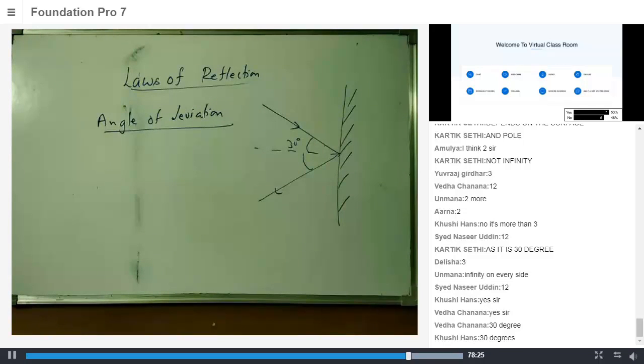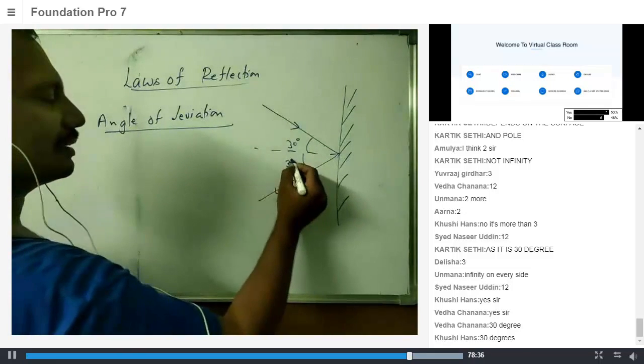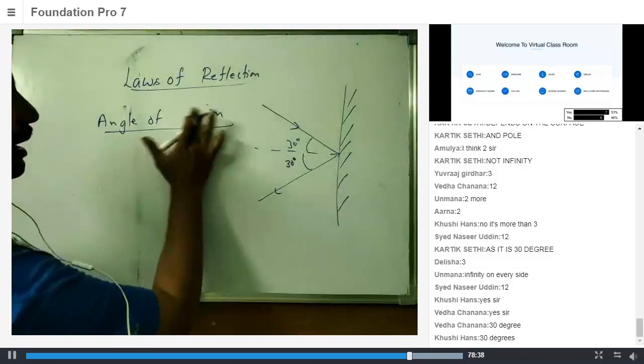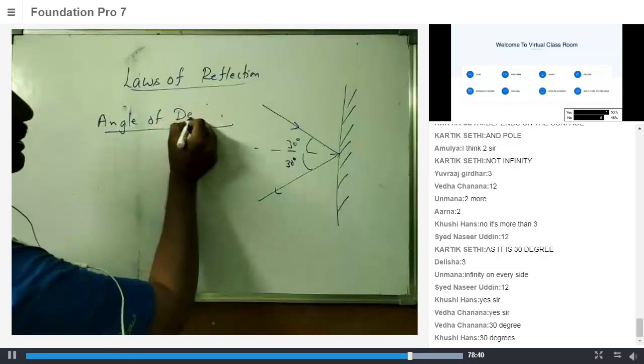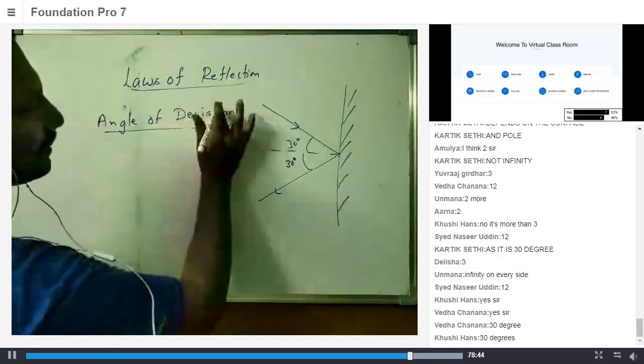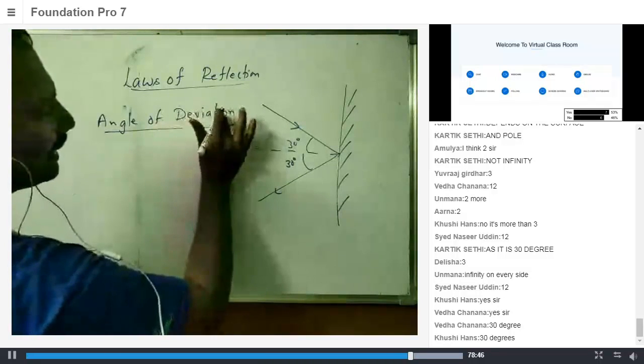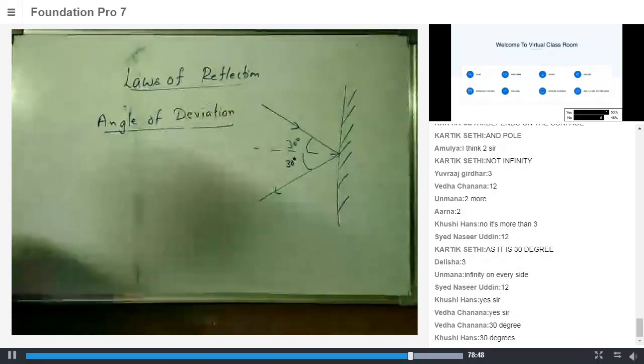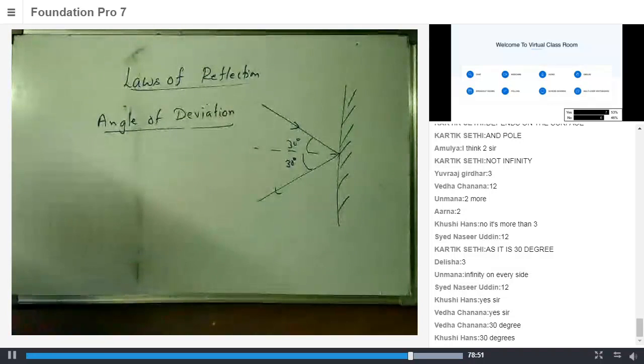Because we have just defined the laws of reflection, and one of the laws says that angle of incidence equals angle of reflection. So how much is this? This is 30 degrees. Sir, what you have written after angle of? I'll try to be more clear in my handwriting, right? Deviation. Angle of deviation. Okay, sir. Angle of deviation.